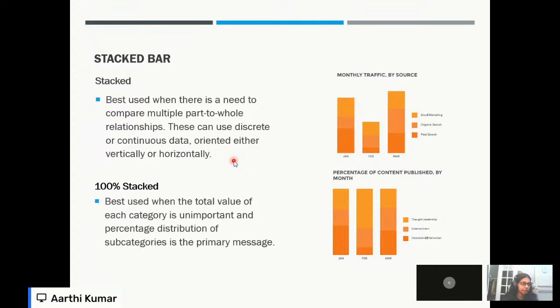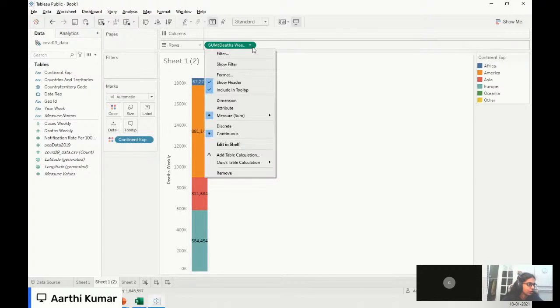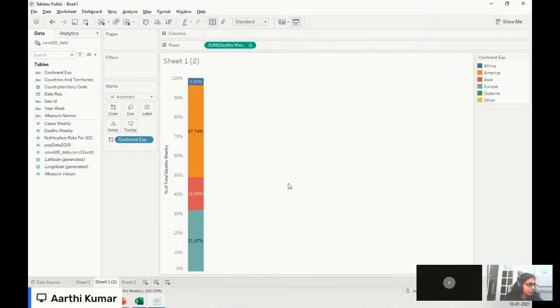Next is 100% stacked bar. Instead of looking at the absolute numbers, let's say you want to look at the proportion, right? So how much percentage of traffic comes from, let's say, email marketing or organic search, then you use a 100% stacked bar. Over here, how you can convert this is when you click on this small down arrow, or down looking triangle, you can add some table calculations, right? Like you can add a running total, difference, etc. In this, we will select percentage of total. So basically what that does is, in this case, the total of America divided by the total number of cases, which is 47.74 percent. So this is 100%.